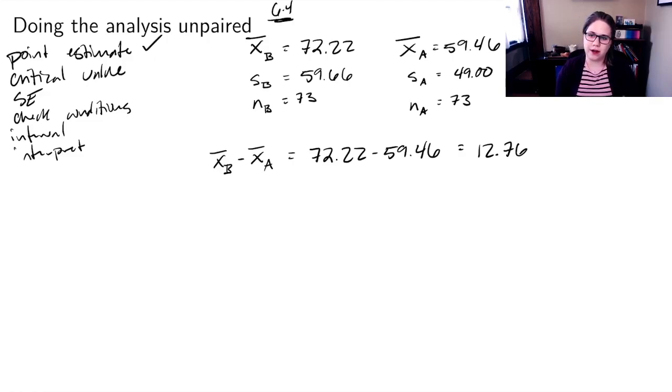Then I need to find my critical value. And the critical value is going to be a t-star value. And it's going to come from a t-distribution where the degrees of freedom are the minimum of n1 minus 1, n2 minus 1, which in this case is the minimum of 73 minus 1, which is 72, and 73 minus 1, which is 72. The minimum of those two things is 72. So let's go to StatKey and find that critical t-star value.